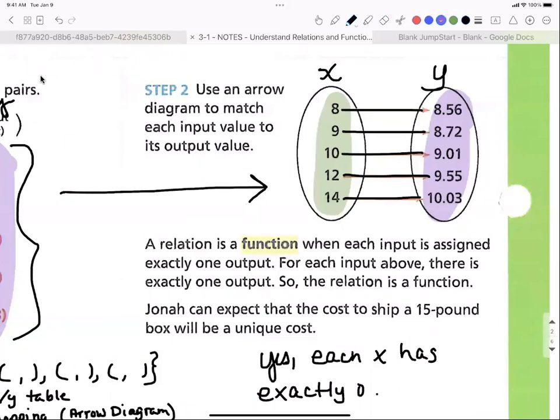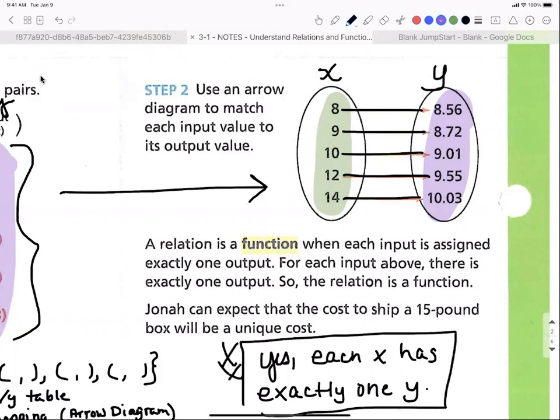Each x has exactly one y. That is your explanation for yes. Is it a function? If the answer is yes, then this is your explanation. So highlight this, put stars next to this, whatever you have to do to notate in your notes that this is something important that you're going to need to go back and reference. Okay?